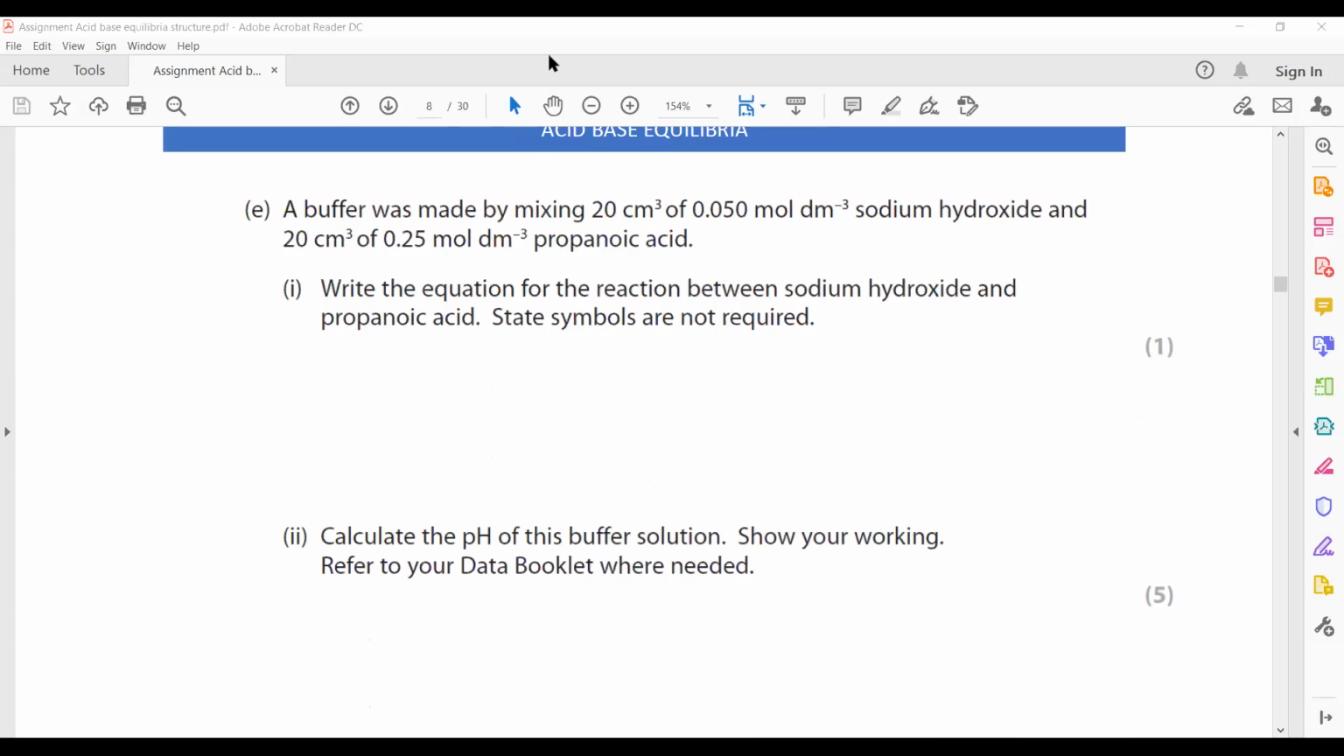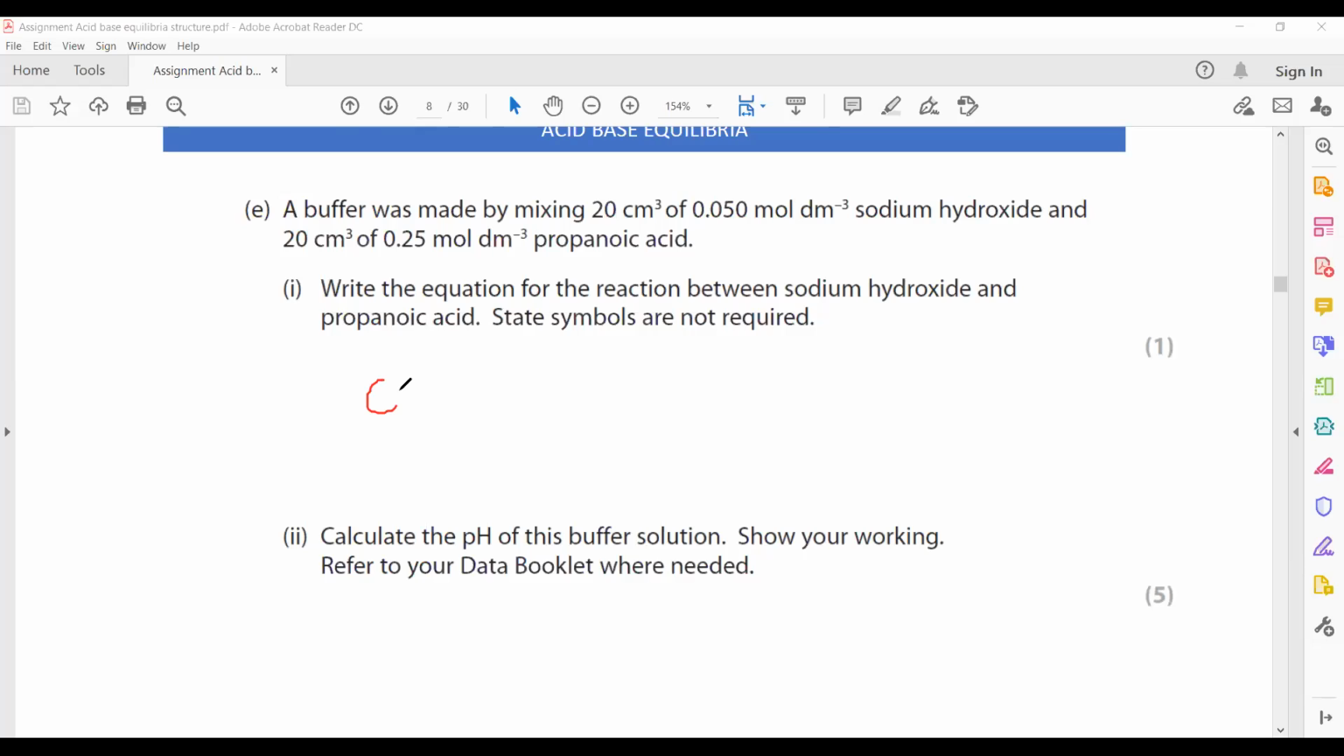Now, a buffer solution was made. We made a buffer solution by mixing 20 cm cubed of 0.05 sodium hydroxide and 20 cm cubed of 0.05 propanoic acid. Write an equation for this reaction. So first we have to complete the equation. How do we complete the equation for the reaction between sodium hydroxide and propanoic acid?